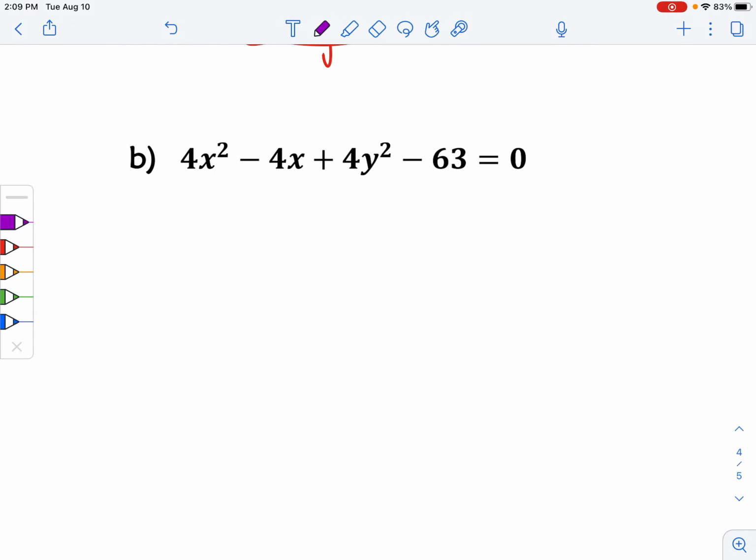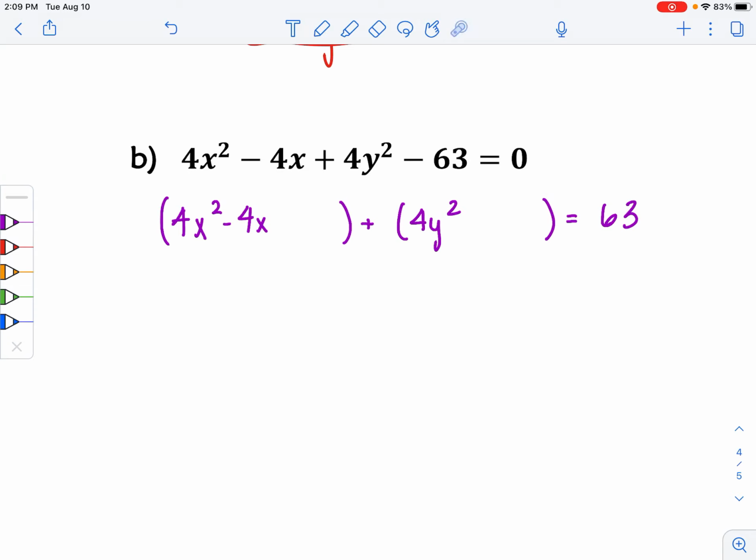I'm going to first put my x's together, which they kind of are. I'm going to put my y's together. And then I'm going to get that 63 over to the other side. Now, if you're trying this, you kind of got stuck, I kind of wanted you to, because you're going to learn a very important fact about the a value in front. You actually have to factor it out.